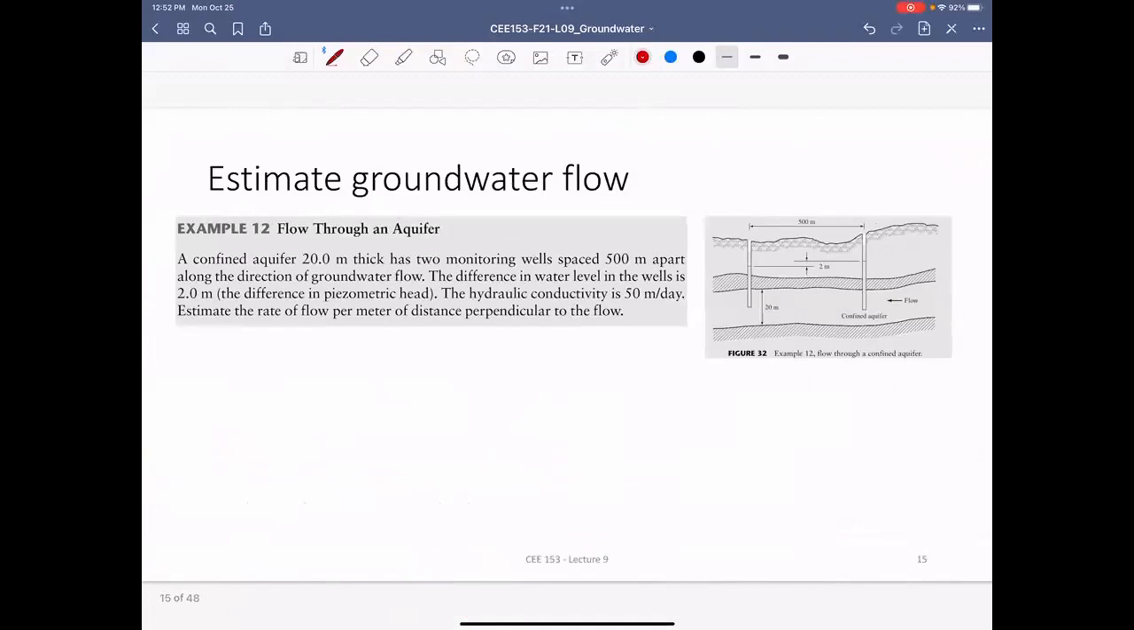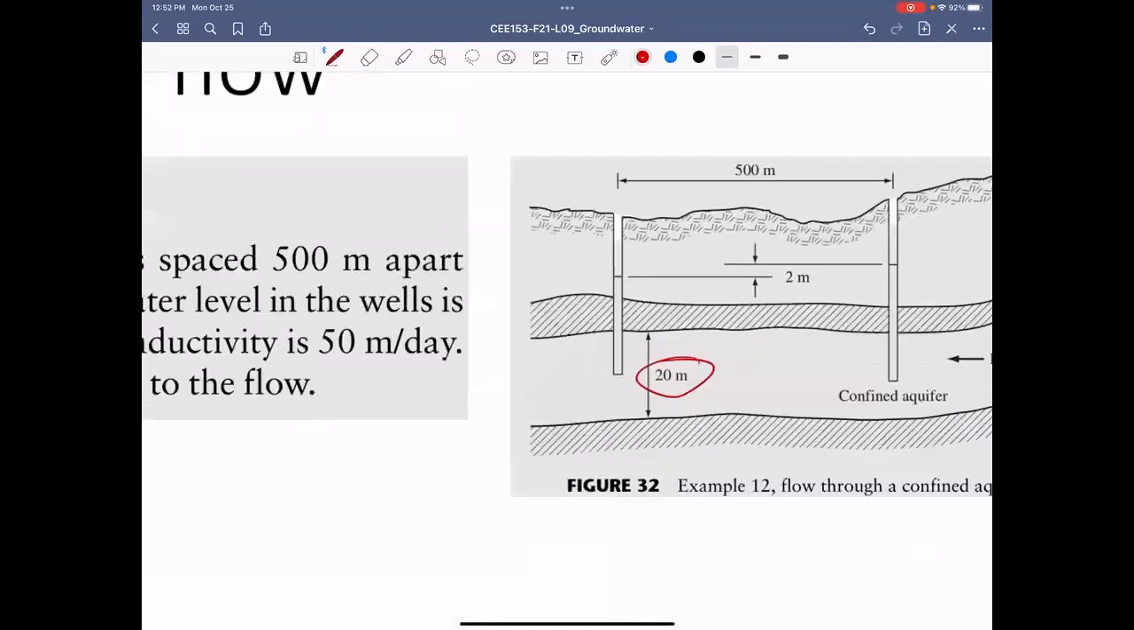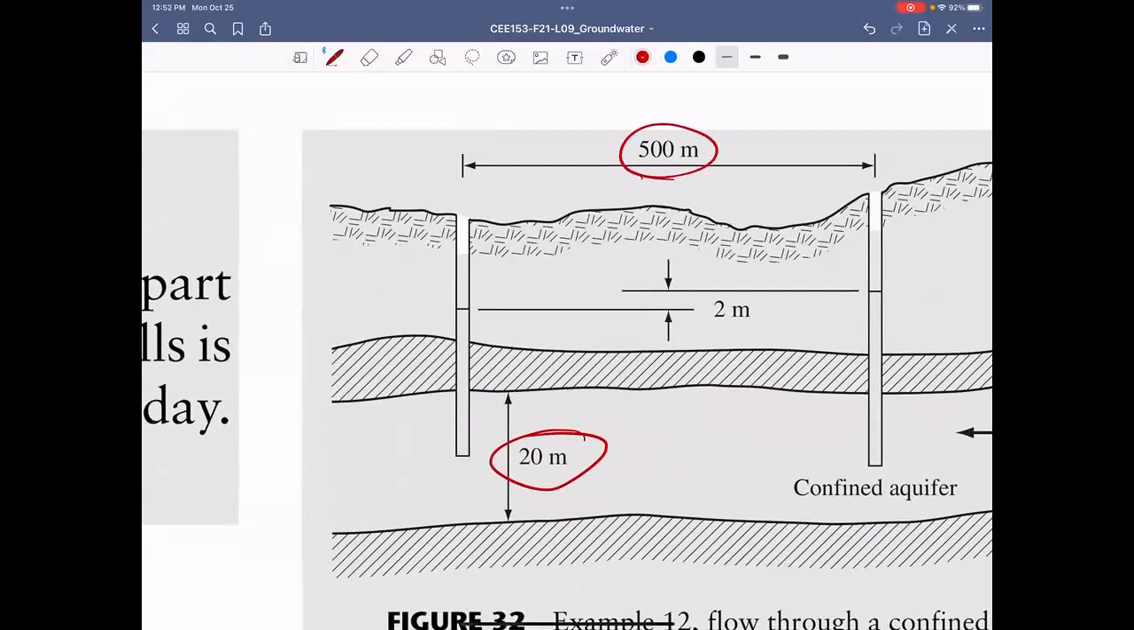All right, so let's use Darcy's law to solve a question on flow rate. A confined aquifer of 20 meters thick. So it says confined; confined, unconfined, those are just things to know. 20 meters thick, which is given here. It has two monitoring wells spaced 500 meters apart along the direction of groundwater flow. So it says 500 meter distance. The picture is given, so I don't have to draw it.